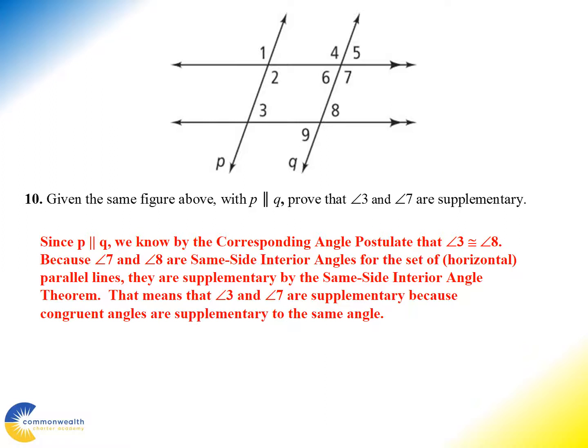That means that angle 3 and 7 are supplementary because congruent angles are supplementary to the same angle. And basically that theorem is based off of substitution as well. So there are different things that you can explain, different routes you can take to many of these. That's why it's important for you to explain yourself, because there's often more than one way to get there. So you have to make sure you're not concluding anything that you can't conclude.